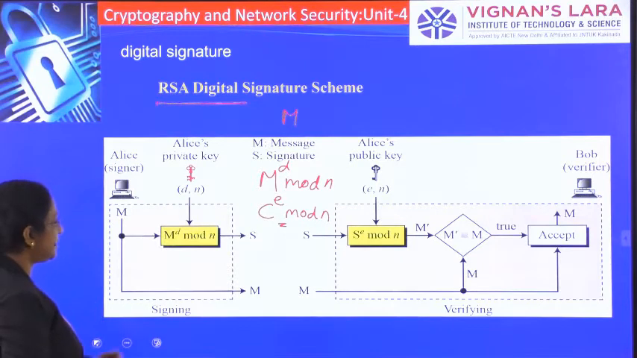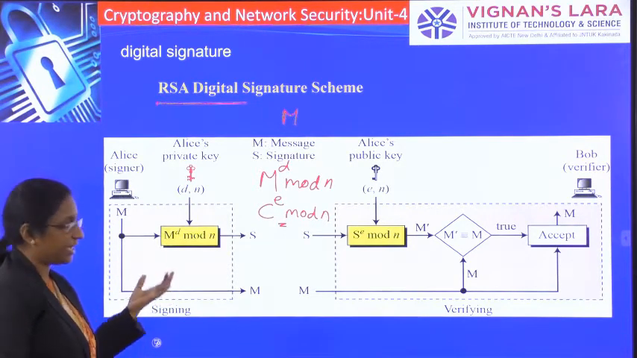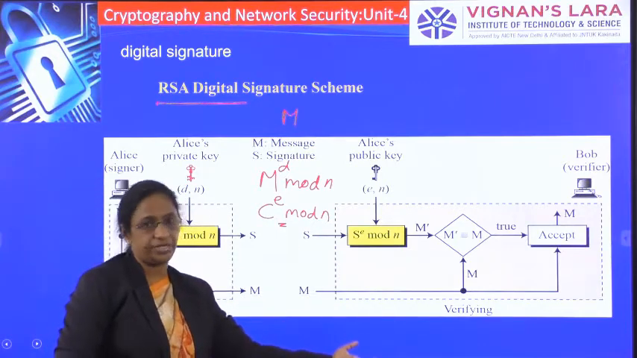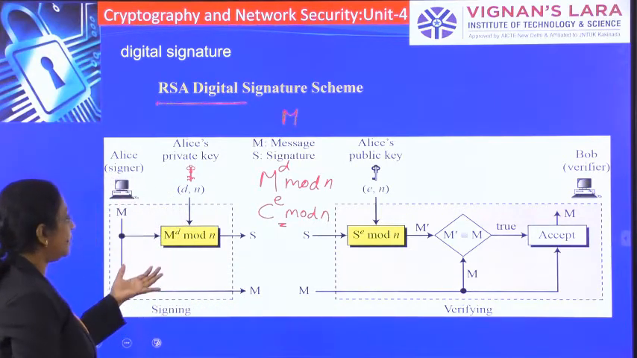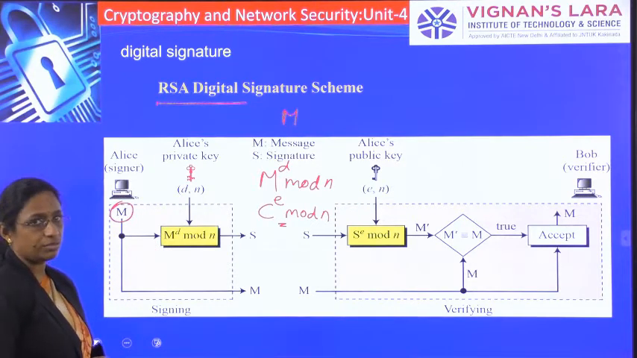So this is the signing algorithm. We have already said each digital signature scheme consists of a signing algorithm and a verifying algorithm. Here also, whatever message Alice wants to send, first she has to sign that message.